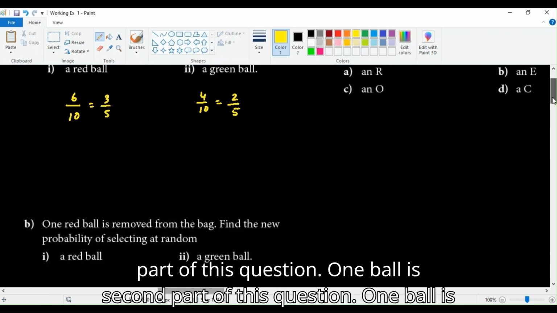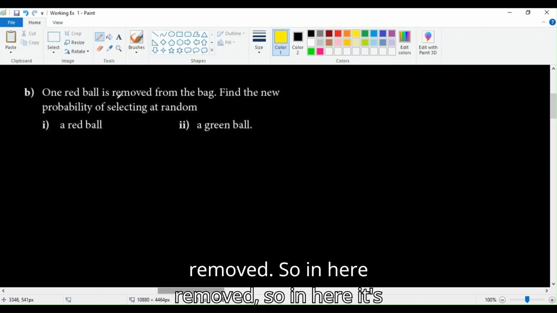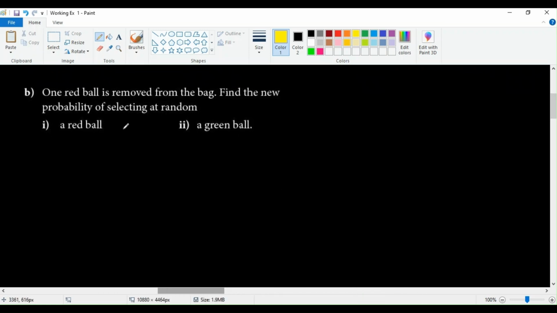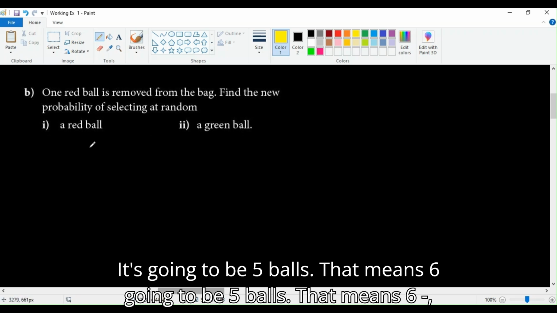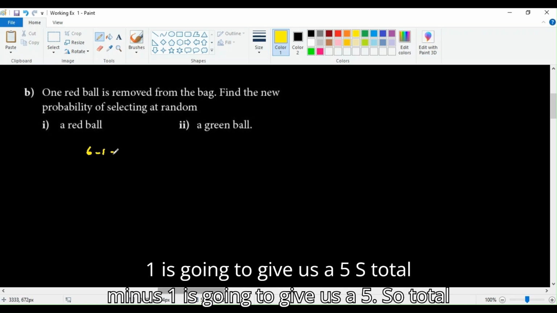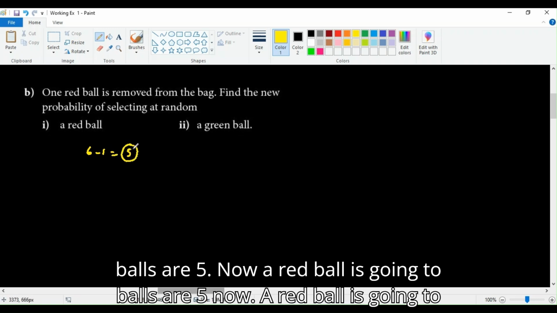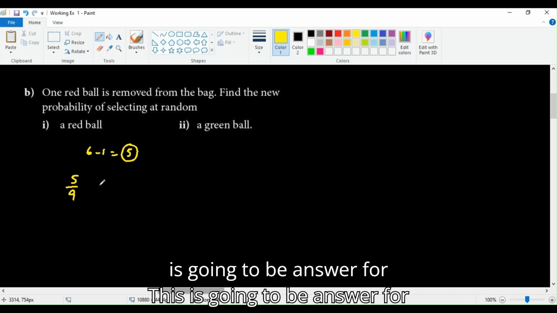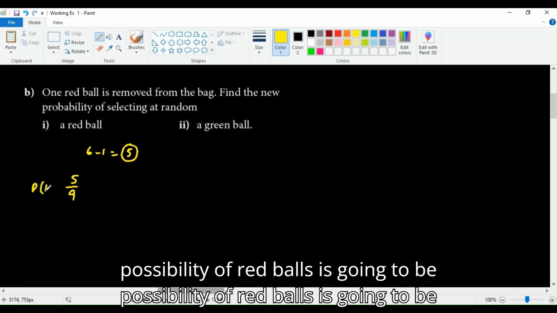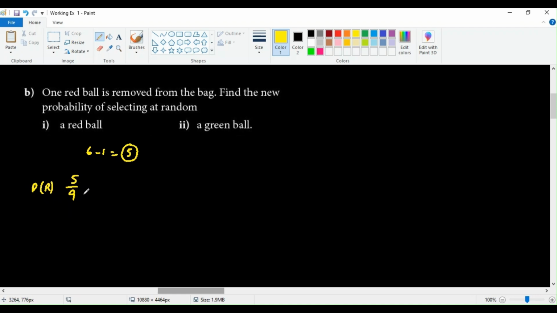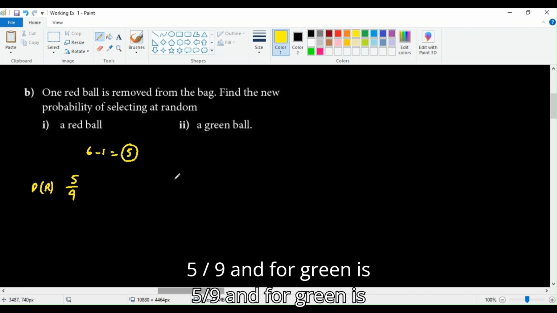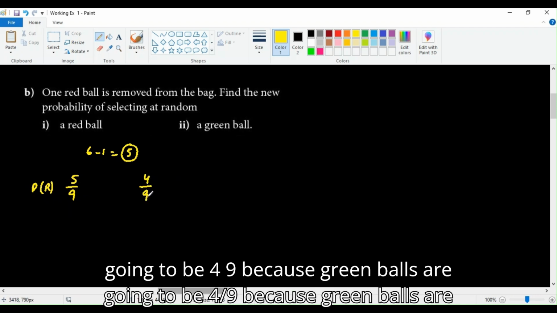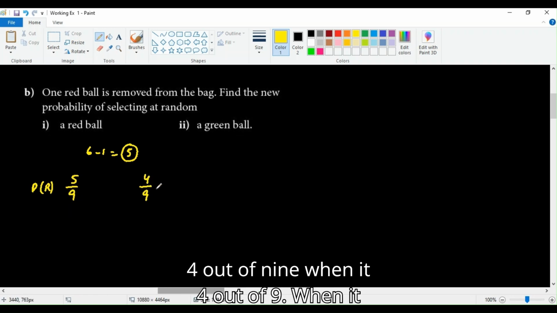Now comes the second part of this question. One ball is removed. So in here, it's going to be 5 red balls, that means 6 minus 1 is going to give us 5. So total balls are now 9. The probability of a red ball is going to be 5 over 9. And for green, it's going to be 4 over 9 because green balls are 4 out of 9.